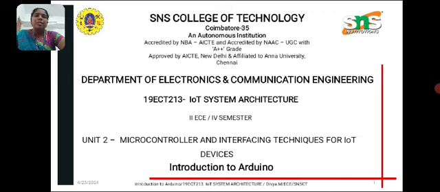Today we are going to see about the IoT system architecture under the topic in Unit 2, microcontroller and interfacing techniques for IoT devices. Today we are going to see an introduction to Arduino.